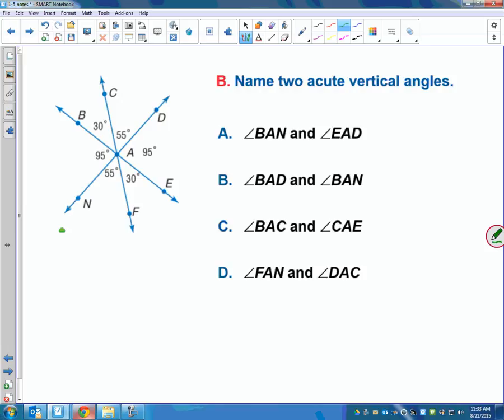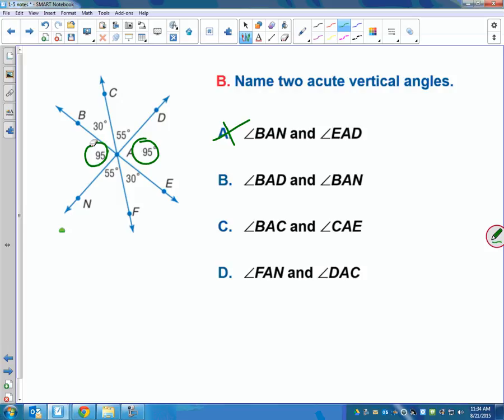Well, the one that I would have up there is not up there. But there is a right answer up there, right? Oh, darn. I chose the wrong one. I picked ones that weren't. I'm pretty sure these are acute. These are vertical angles. BAN and DAE or EAD, those are vertical angles, but they're not acute. So A is not the right answer. I messed up.